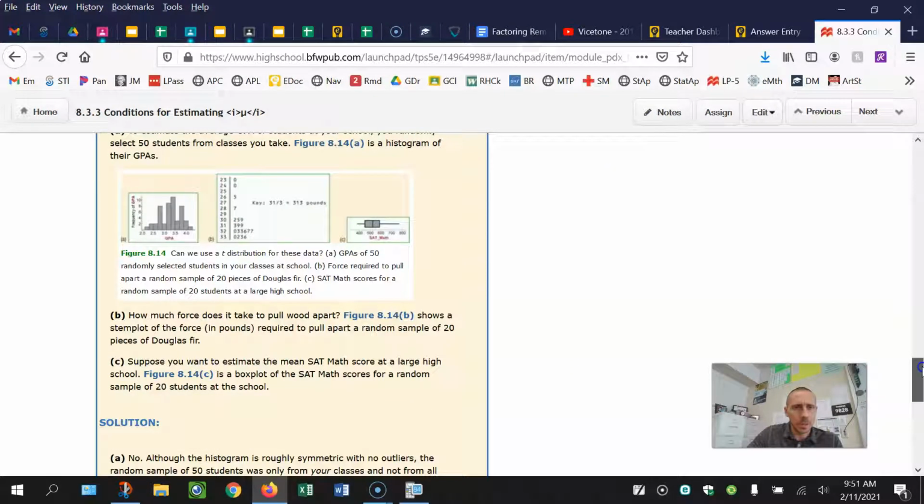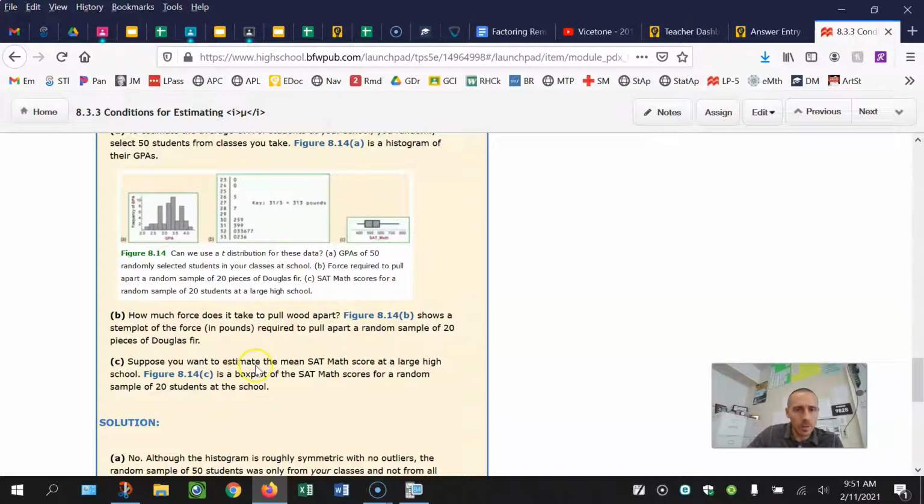Part B, we have, let's see, random sample, check. 20 is not bigger than 30. That's going to be an issue potentially. So if I look at this stem plot, this is skewed heavily to the left. So this is a problem. I have some severe skewness, so I'm not going to have a sampling distribution that's approximately normal. So no, I could not calculate a critical T.